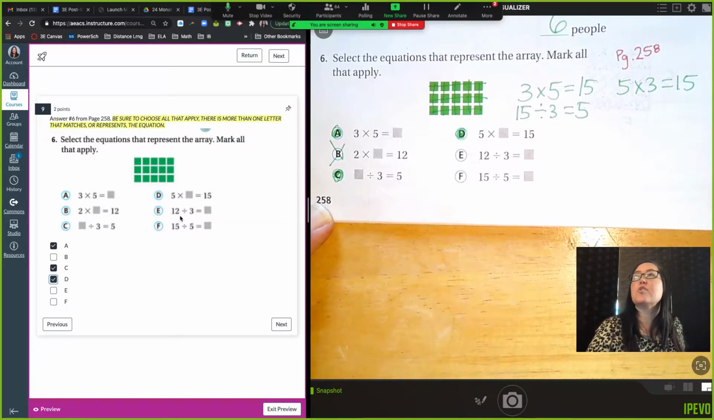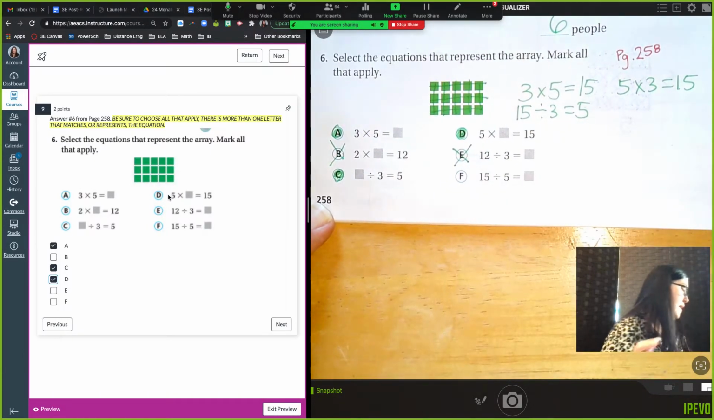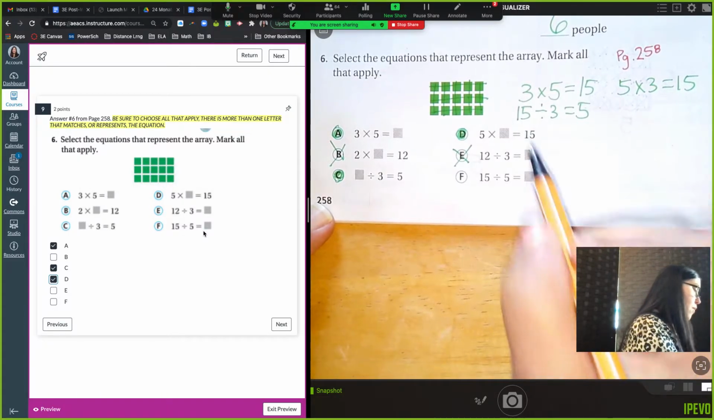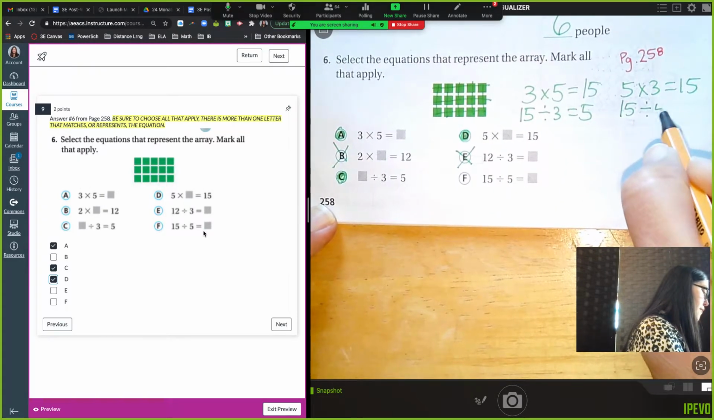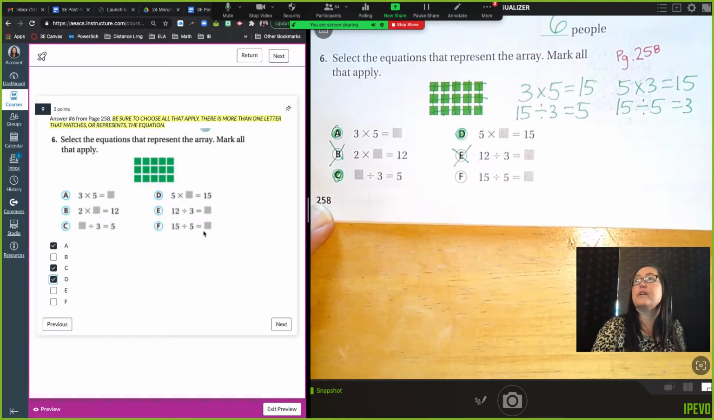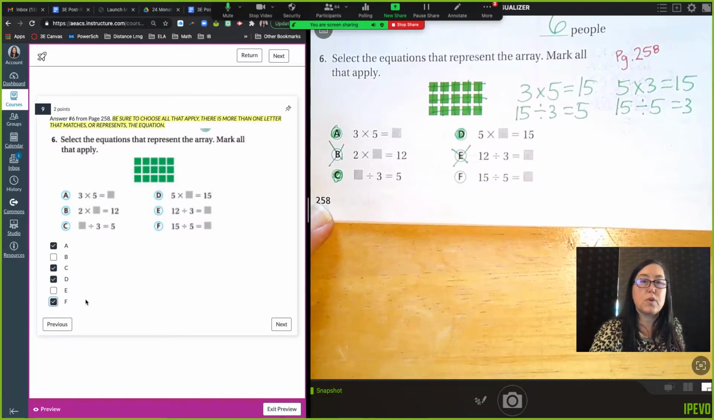Now E, 12 divided by 3. Well, there's more than 12 squares in this array. That one is not representing the array. And F, 15 divided by 5 equals something. Well, I know with my fact family, I could take 15 divided by 5 and equal 3, and it would match the picture I have. So F also works. So there are 4 possible choices.